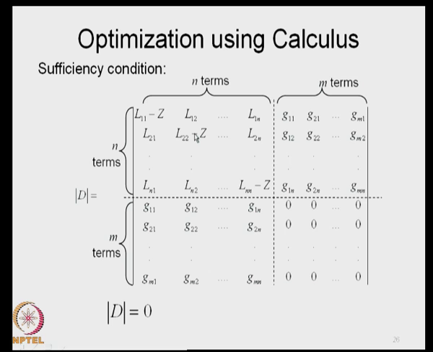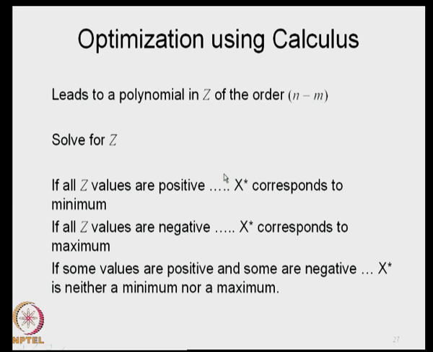This determinant, when you set it to 0, gives a polynomial of the order of n minus m, and solve for z. If all the z values are positive, then the stationary point x star corresponds to a minimum. If all z values are negative, then it corresponds to a maximum. If some of them are positive, some of them are negative, then it corresponds to neither a minimum nor a maximum. So, we will solve some numerical examples in the next class on Lagrange multipliers.